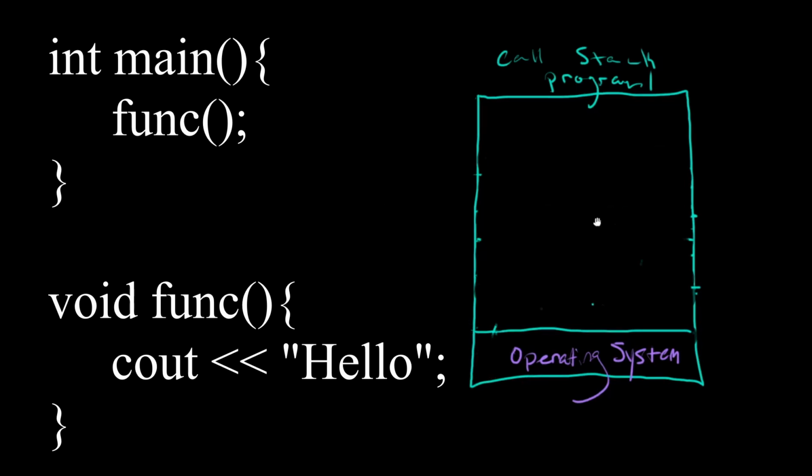Whatever's on the top of the call stack is the function currently being executed, and what's directly below it is the function where it came from, where it was called. So anyways, we're going to use that in recursion.